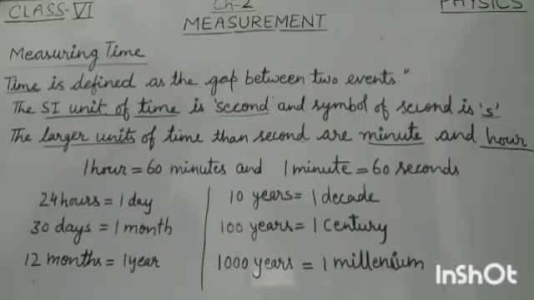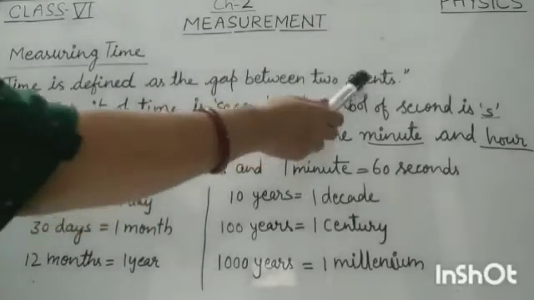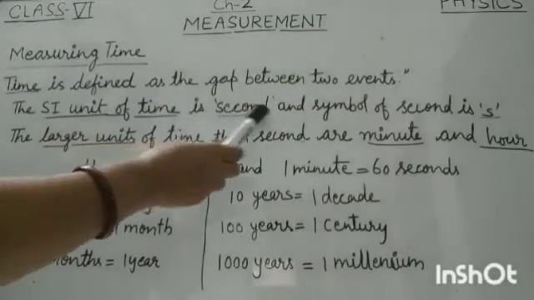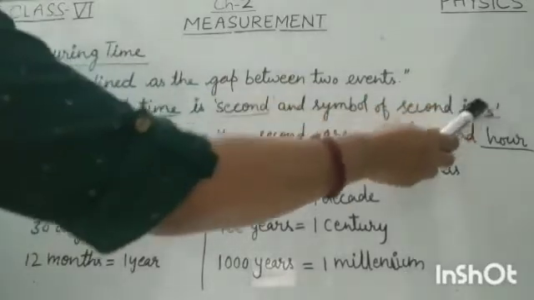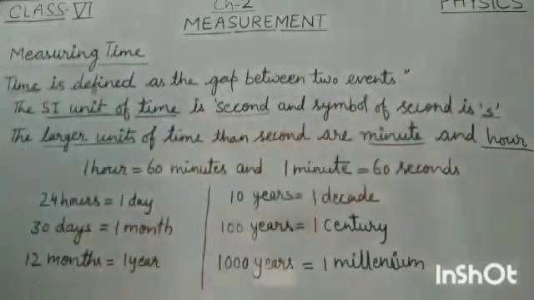So, children, as we all know, time has a very important role to play in planning various activities in our routine life. And time is defined as the gap between two events. The SI unit of time is second and the symbol of second is small s. Second is denoted by small s.